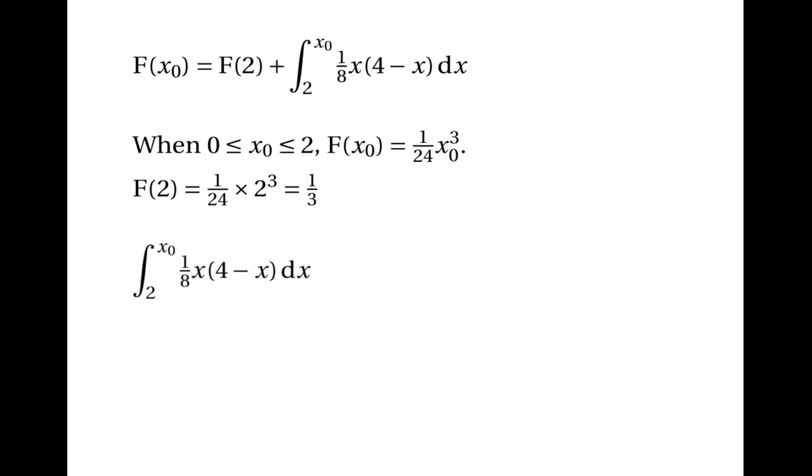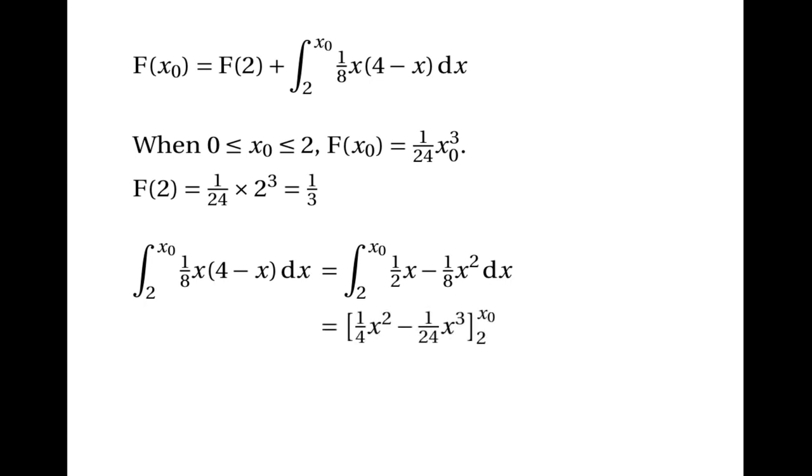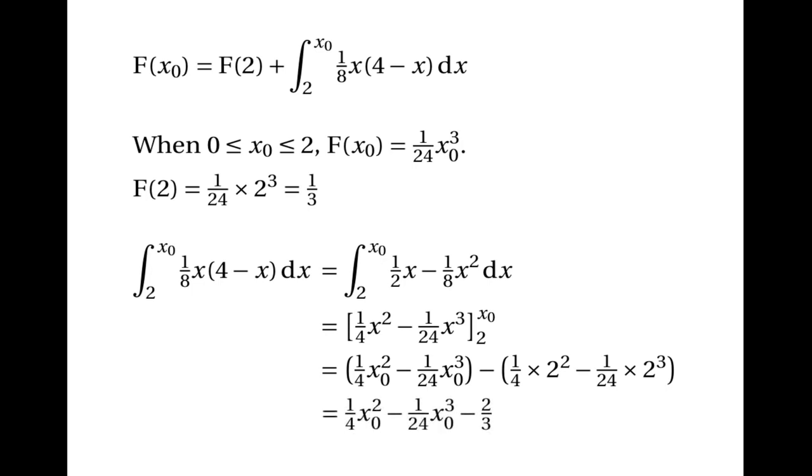Okay, next we need to work out the integral of an eighth of x times 4 minus x with limits 2 and x0. Multiplying out those brackets gives us a half of x minus an eighth of x squared, and we can integrate that with limits 2 and x0. It's a quarter of x squared minus 1 over 24 times x cubed with limits 2 and x0. And that's a quarter of x0 squared minus 1 over 24 times x0 cubed, minus a quarter times 2 squared minus 1 over 24 times 2 cubed. And if you work that out and simplify it, you'll get a quarter of x0 squared minus 1 over 24 times x0 cubed minus 2/3.